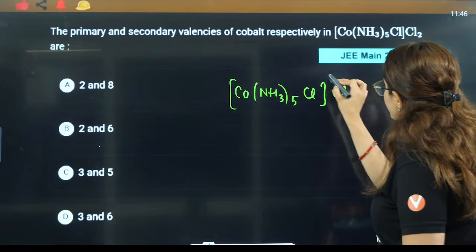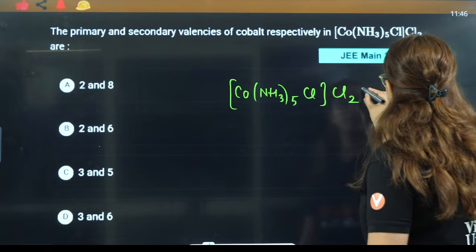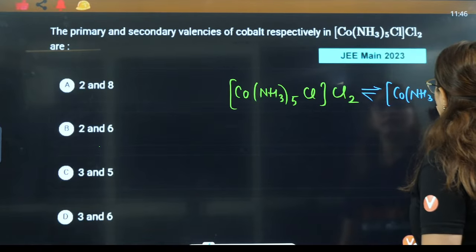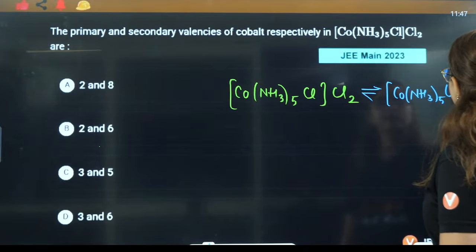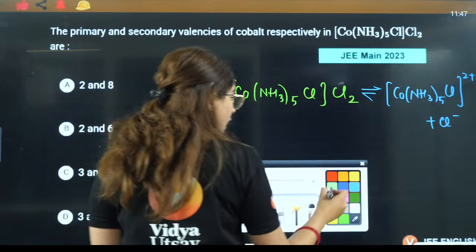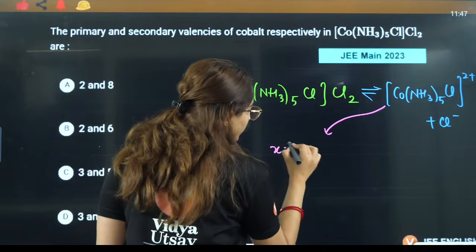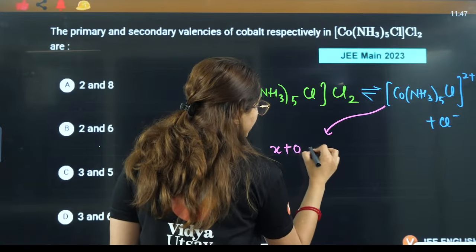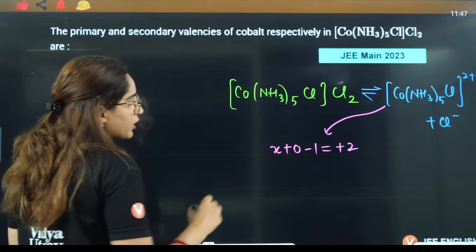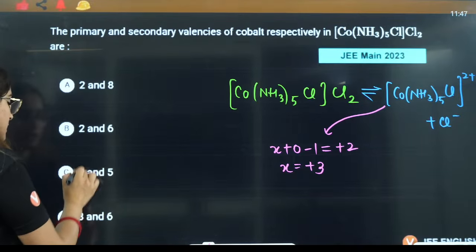Here it is Cl2, so the complex ion will be plus 2. That means in ions, it will split like this. In the ion form, it will be [Co(NH3)5Cl] 2+, and here it will be Cl negative. Now if I take cobalt as X, ammonia is a neutral ligand, chlorine is a -1 ligand, and overall it has +2 charge. So X is going to be +3, that is primary valency is going to be +3, right?